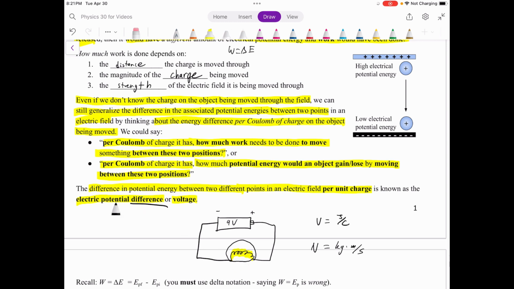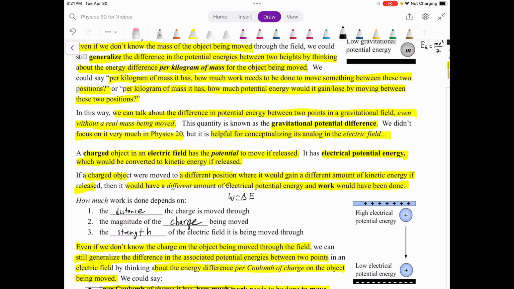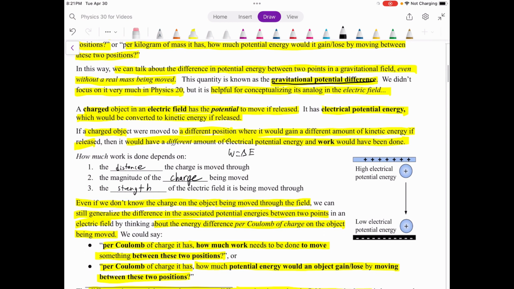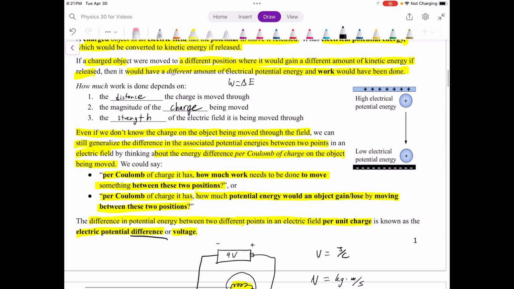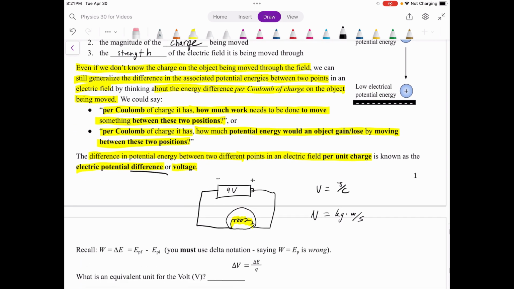Okay, so just to really drive it home, notice we call this the electric potential difference. We called this one the gravitational potential difference. They really are the same idea. It's just a different type of field, a different type of force that's at play. But all the concepts fundamentally are the same. So electric potential difference and voltage, these are synonyms. They mean the exact same thing.